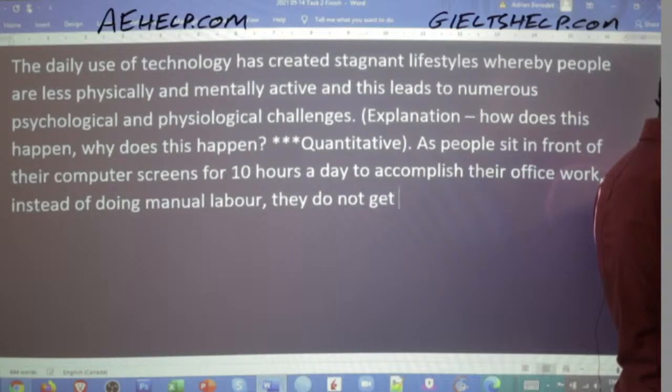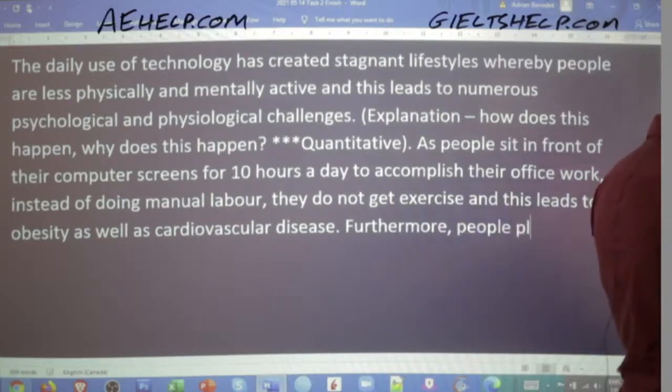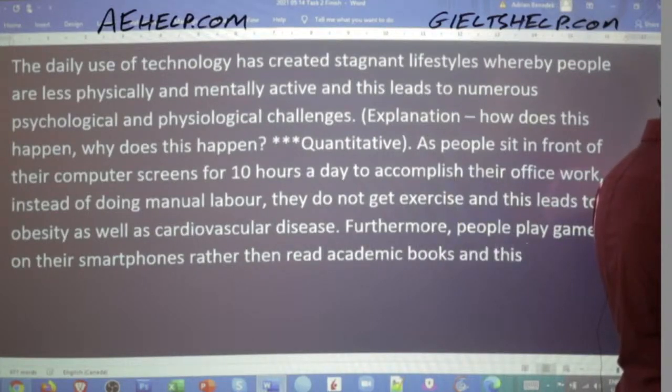they do not get exercise, and this leads to obesity as well as cardiovascular disease. Furthermore, people play games on their smartphones rather than read academic books, and this results in a lack of ability for critical thinking.